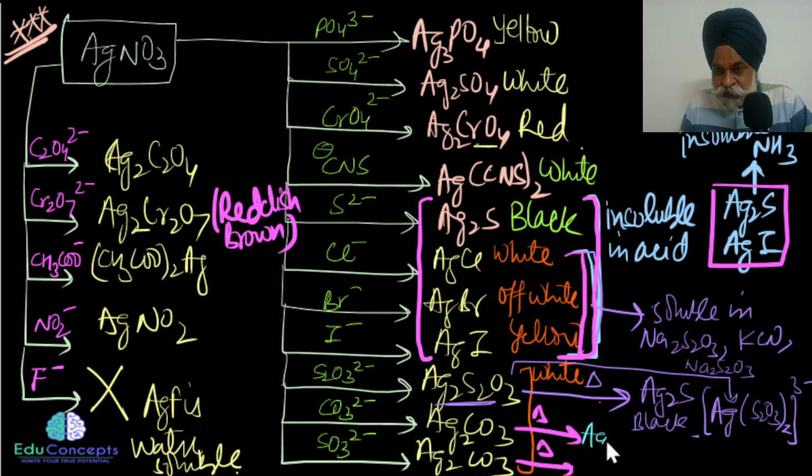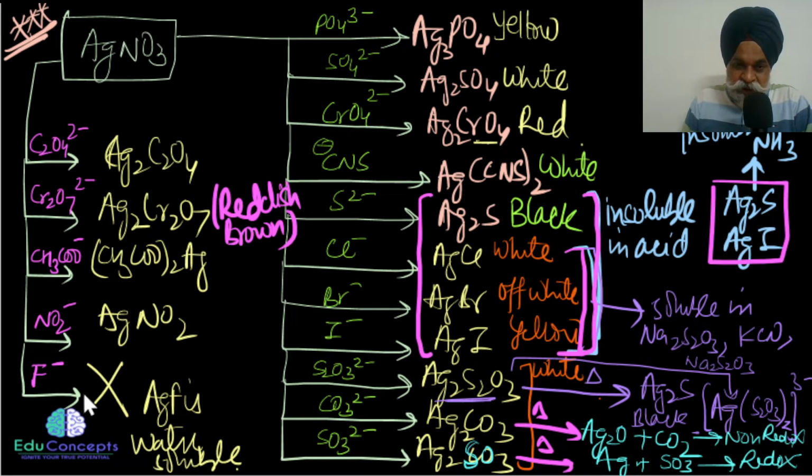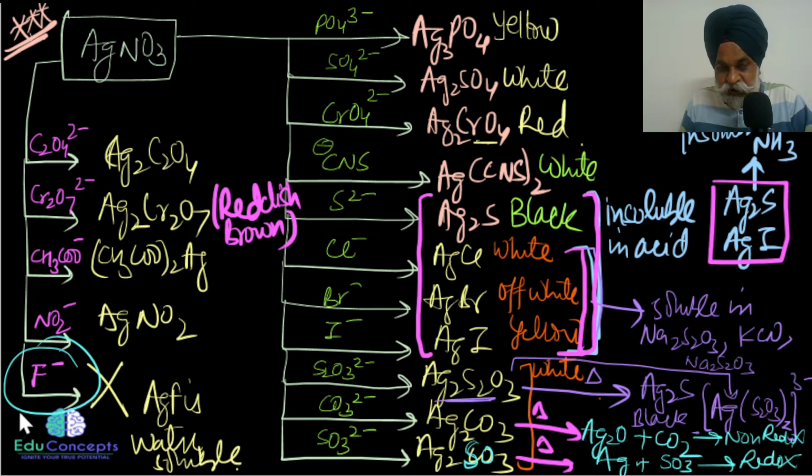If you simply heat these two, here carbon dioxide would go out, leaving silver oxide and carbon dioxide. But when silver sulfite is heated, it would give you silver and SO3 would go out. So this is a redox reaction taking place, and this is non-redox. From that point of view, it always has to be remembered. And fluoride would not be precipitated in this. So this particular slide is quite important, and I would advise you to go through it 2-3 times. You may get some question out of it.